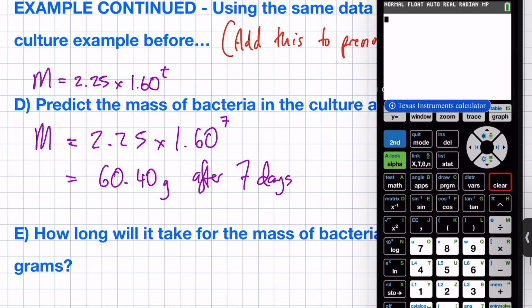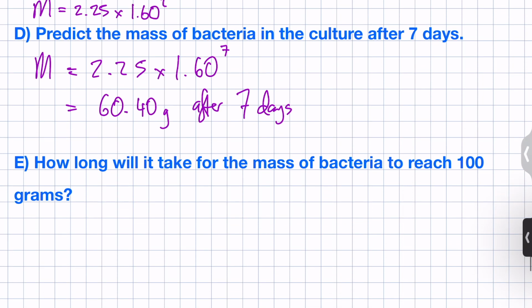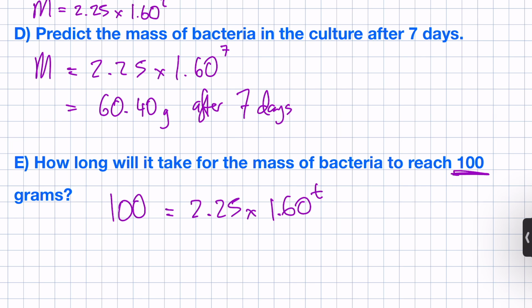E is the one that takes a lot of instruction, okay? So in your instructions, it should say something about you need to write the equation down. So it's saying 100 grams. So M we know is 100 equals 2.25 times by 1.60 to the power of T. This is asking you how long is it going to take to reach this mass of 100. We don't do powerful enough maths in general maths to do the algebra to find T as a power. So what do we do instead?